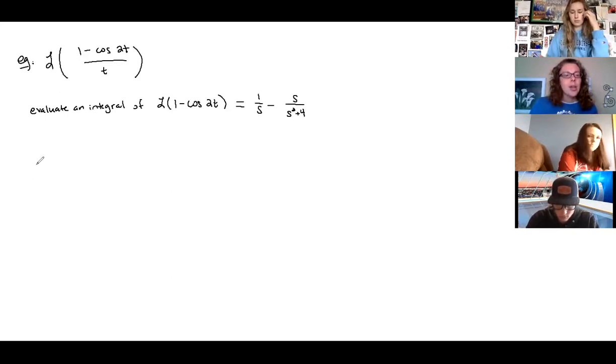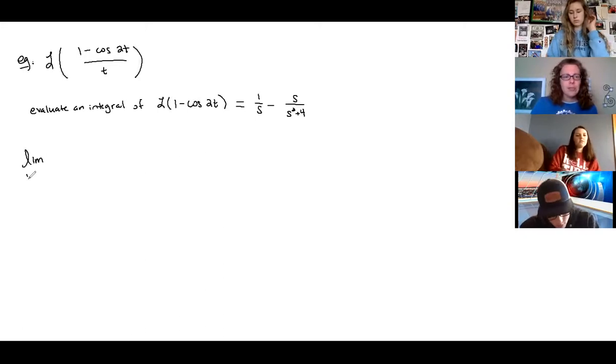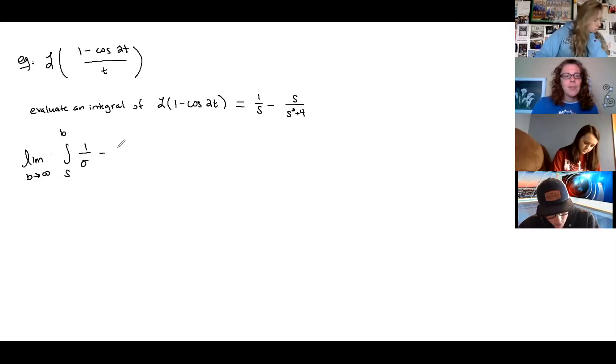Doing good. Okay, so now I need an integral. I'm going to put the limit as b goes to infinity out in front right away. We've been doing this for a while. So we need the limit as b goes to infinity, integral from s to b. And now I got to switch to sigmas. So 1 over sigma minus sigma over sigma squared plus 4 d sigma.